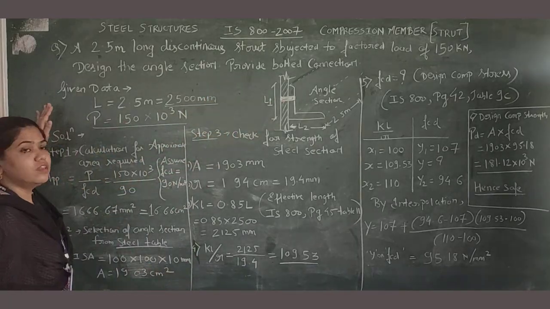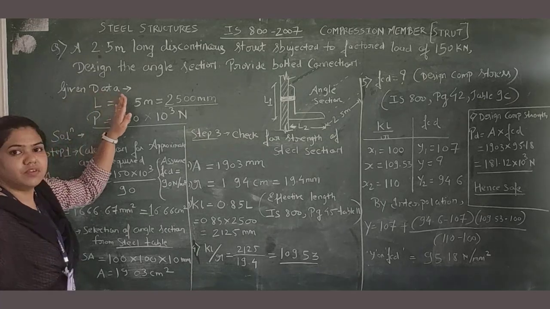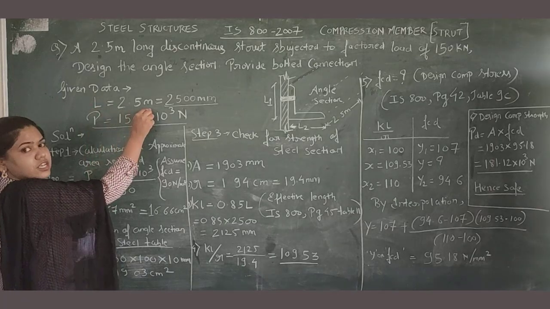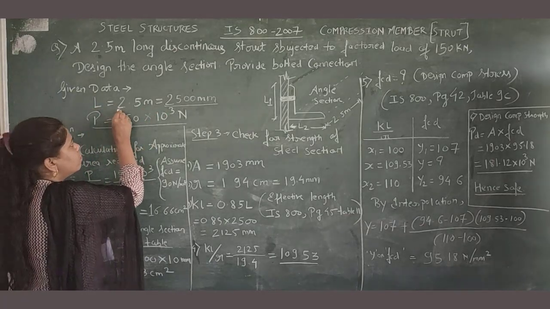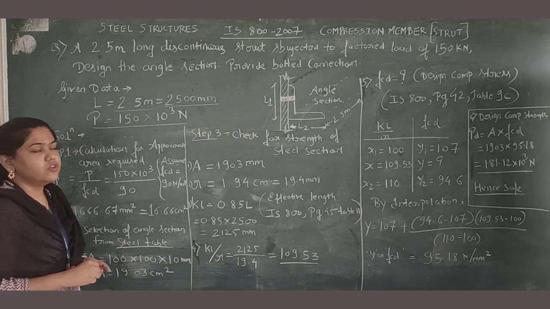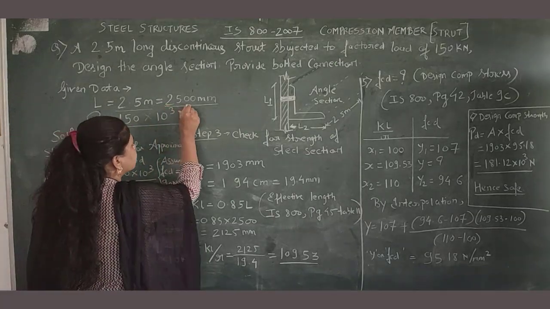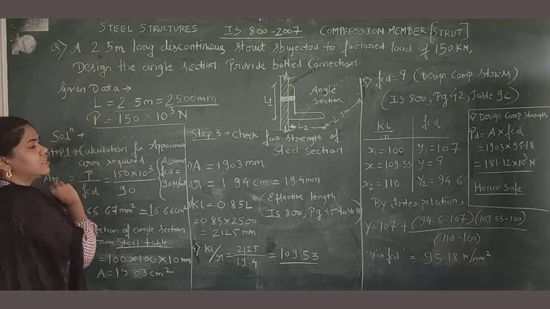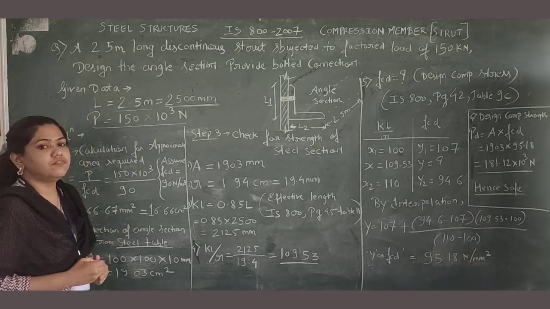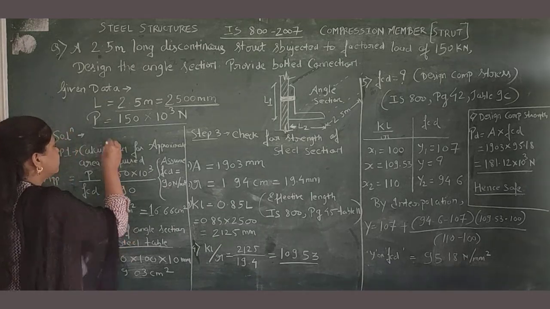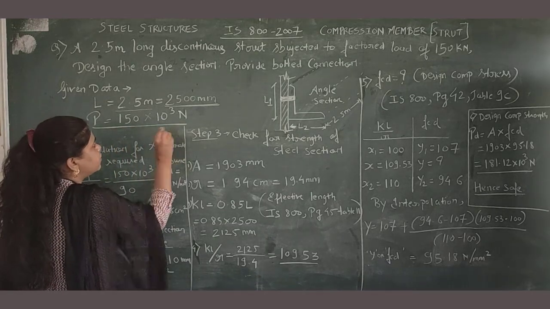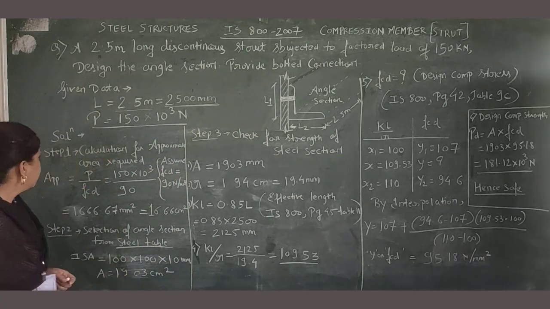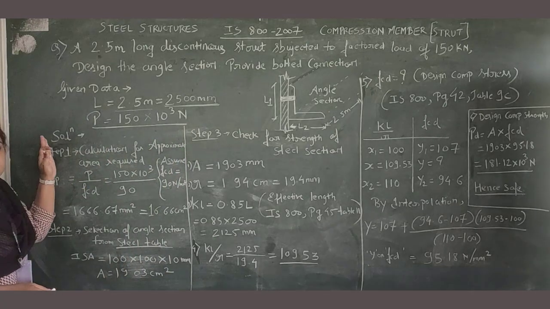First of all, write down the given data. The length of the member is 2.5 meter, and you have to convert this value into mm. The factored load is given as 150 kilonewton. Make it Newton, so 150 into 10 to the power 3 Newton is the value of the factored load. Now I am going to start the solution.